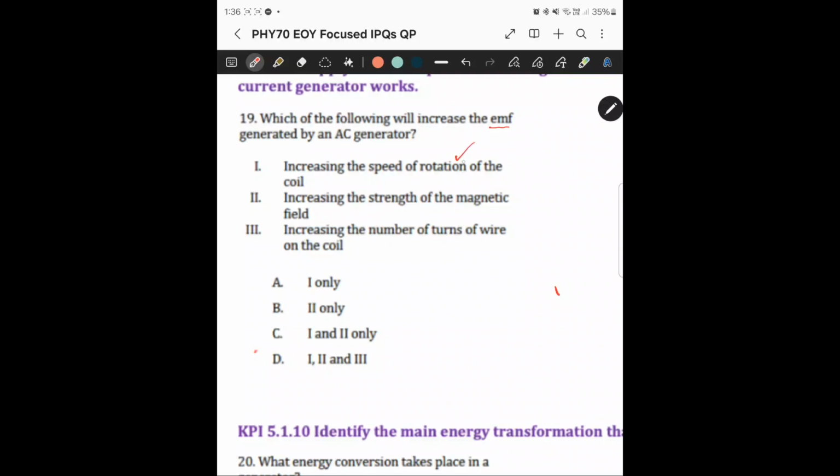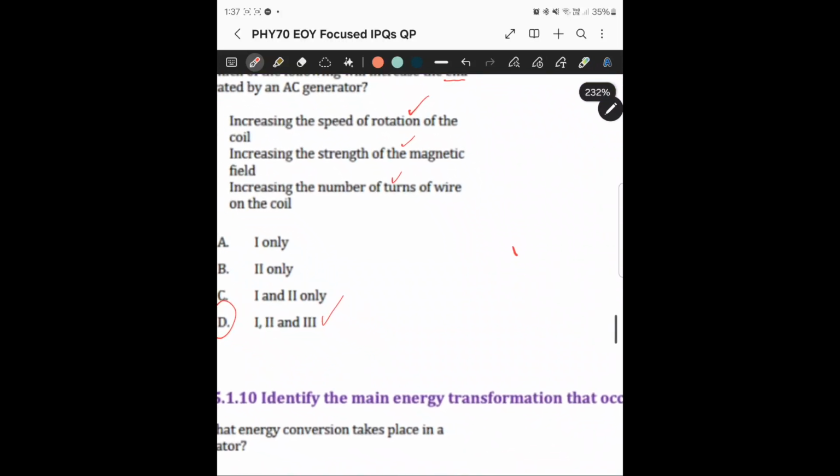That will be good. The faster you go, the more you will induce. Increasing the strength of the field. Yes, a stronger field also means more induced EMF. Very good. Number of turns means more current can pass through the same coil. This is really good. Actually, all three are very nice. So this is a way to increase the voltage on an AC generator.